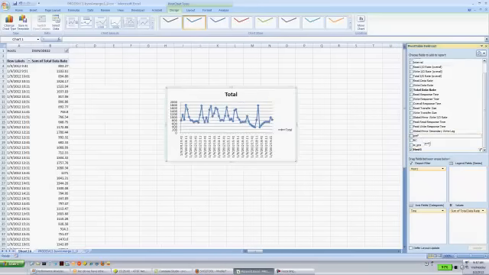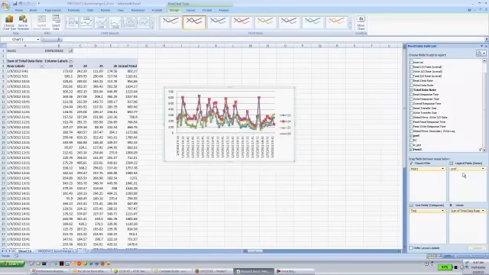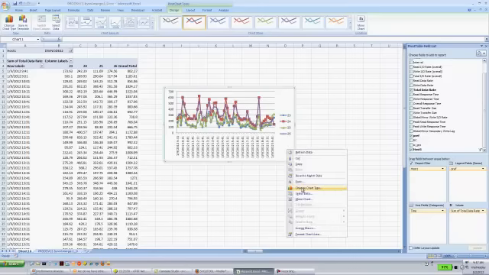We can do the same for preferred node. And again, very quickly we've produced a chart showing the total data rate spread across preferred nodes 23, 24, 25, and 26.